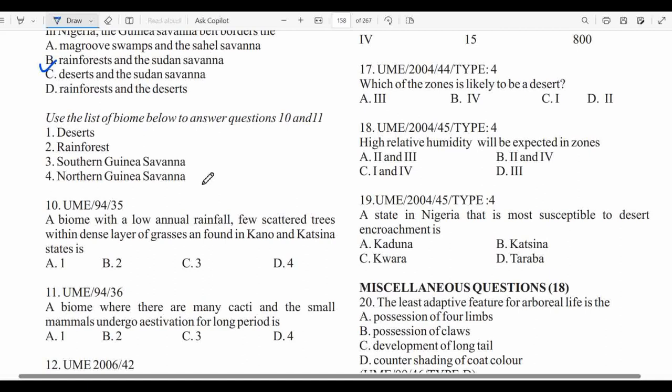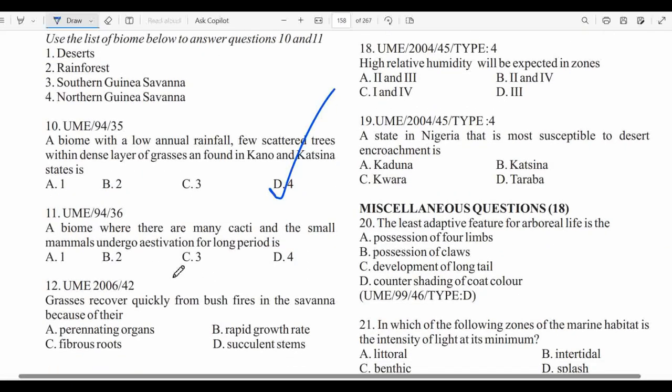Now, by saying Kano, they're giving out the answer. Kano is Sahel savanna, no doubt. I told you Sahel savanna could also be seen as the northern Guinea savanna. So the answer to this question would be D. Question 11. A biome where there are many cacti and small mammals undergoing estivation for a long period. That describes a desert, doesn't it? The right answer is A.